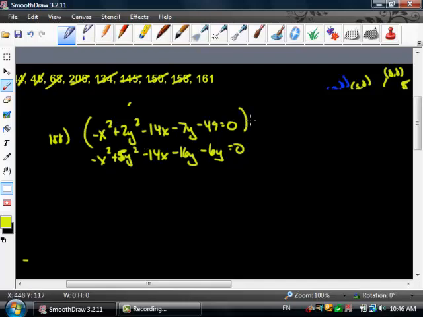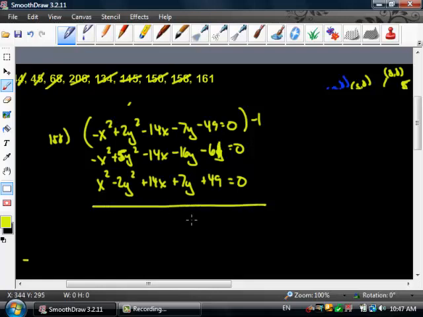I'm going to go ahead and multiply the top by negative 1 to get x squared minus 2y squared plus 14x plus 7y plus 49 equals 0. And I have a funny feeling I wrote this problem down incorrectly. Let me see here. The bottom one for the 61. 61.